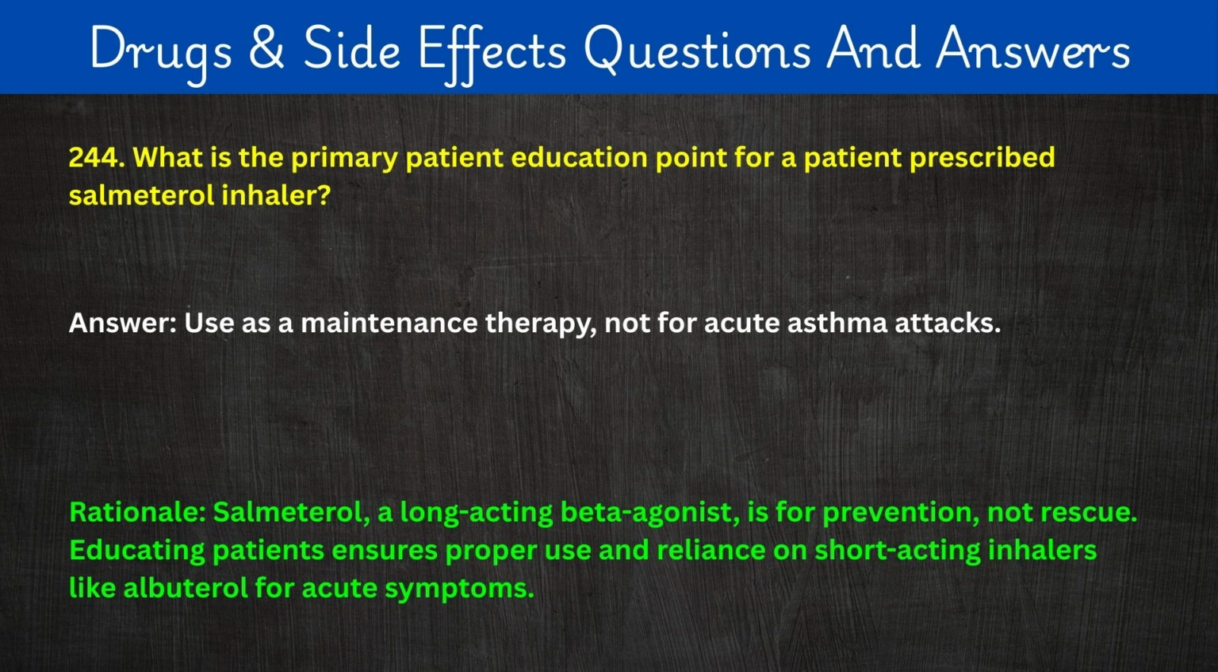244. What is the primary patient education point for a patient prescribed a salmeterol inhaler? Answer: use as a maintenance therapy, not for acute asthma attacks. Rationale: salmeterol, a long-acting beta agonist, is for prevention, not rescue. Educating patients ensures proper use and reliance on short-acting inhalers like albuterol for acute symptoms.